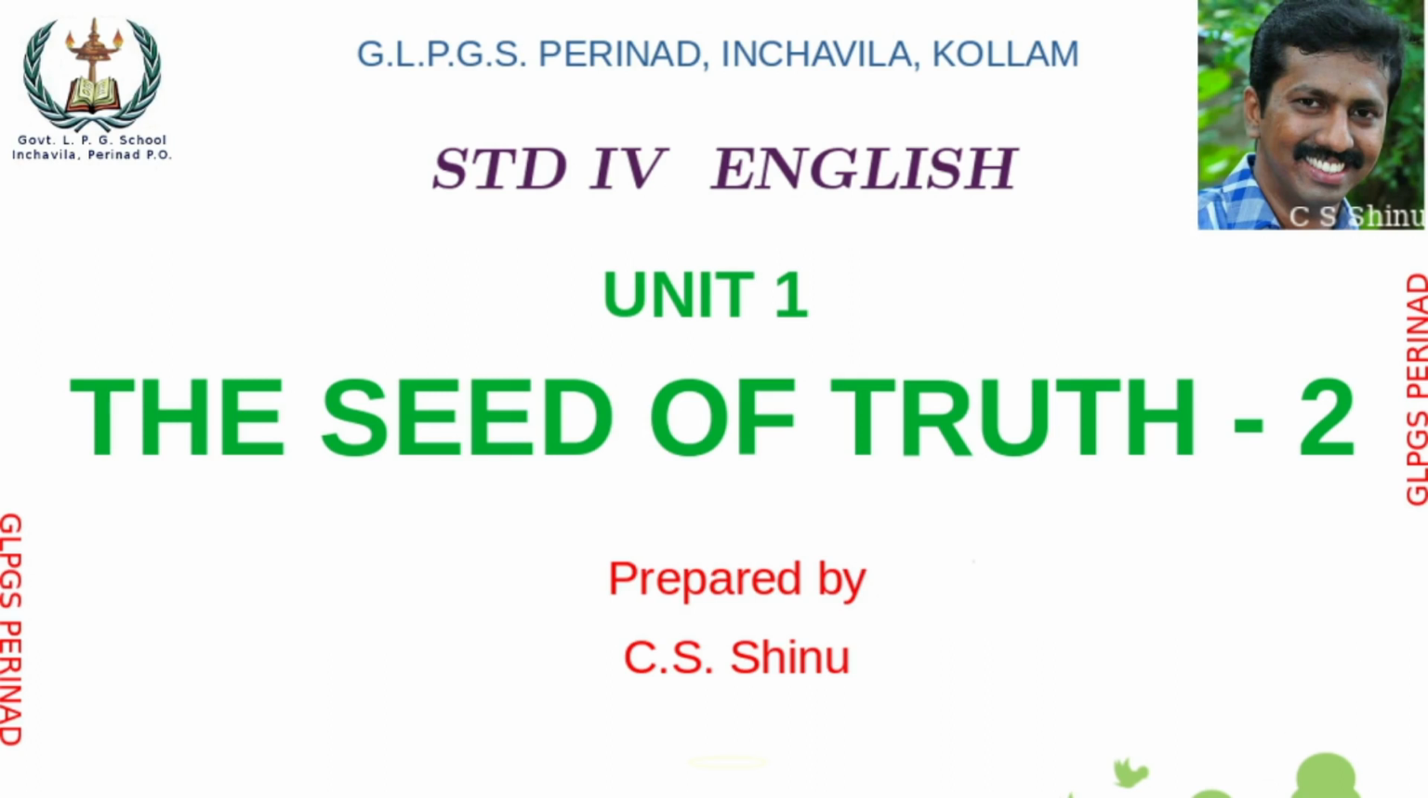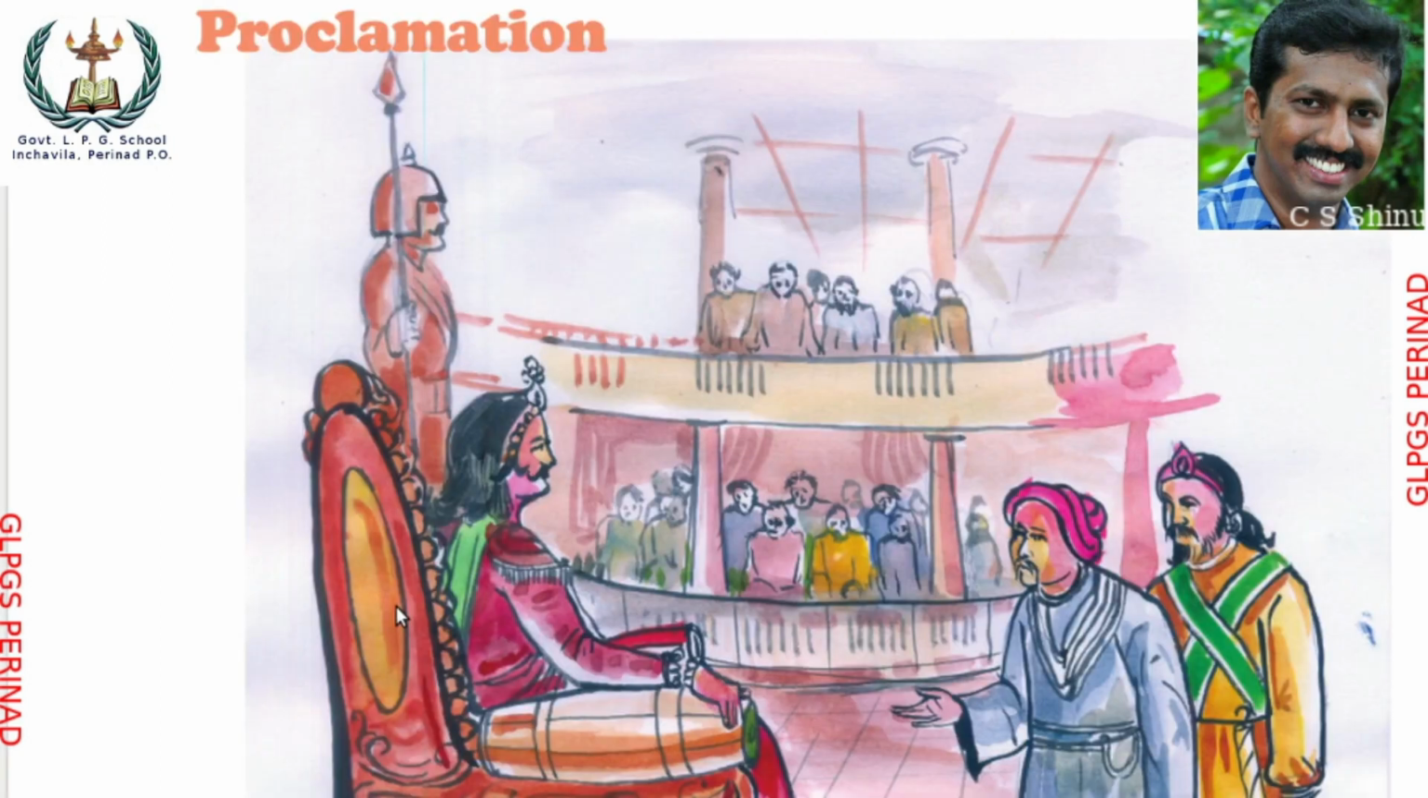Now look at the screen. Yes, look here. The second part, proclamation. Look at the picture. In that picture, we can see the court of the king. The king is sitting on his throne, and there are soldiers, and there may be a minister with him. The king is saying something to them. Now we can see what they are talking about.